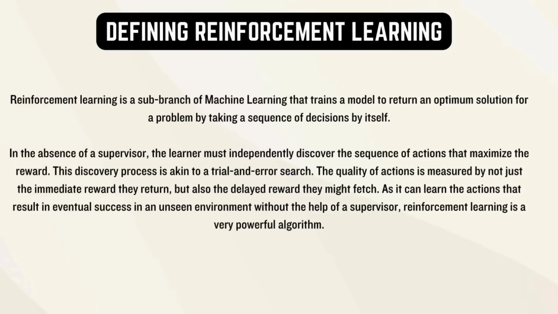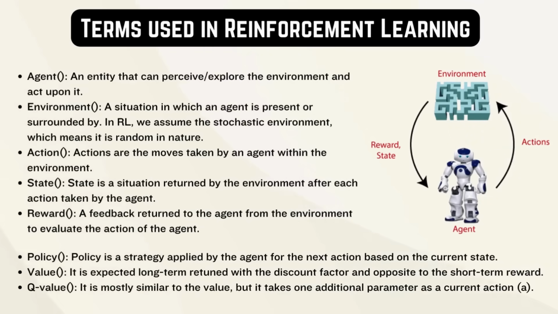Reinforcement learning is a sub-branch of machine learning that trains a model to return an optimum solution for a problem by taking a sequence of decisions by itself. The terms used in reinforcement learning are agent, environment, action, state, rewards, policy, value, and Q-value. The details are mentioned here.